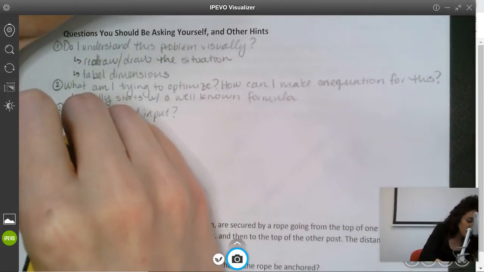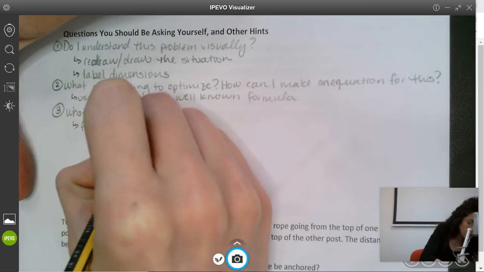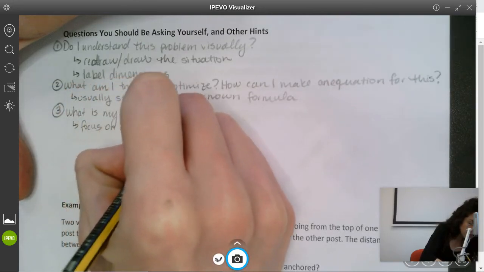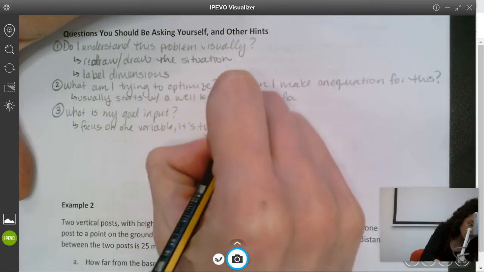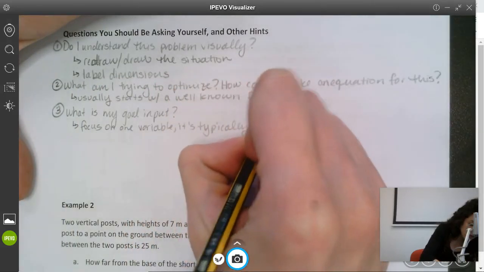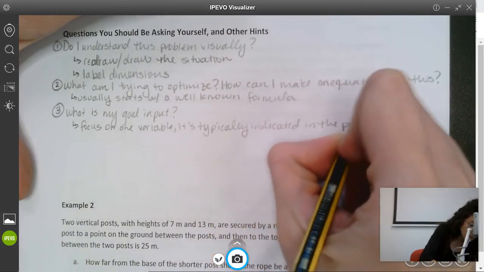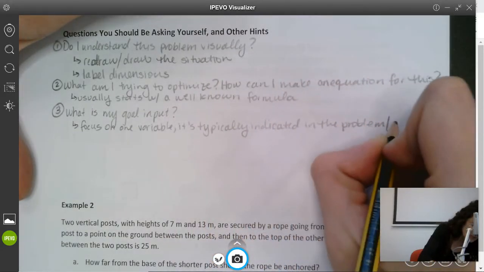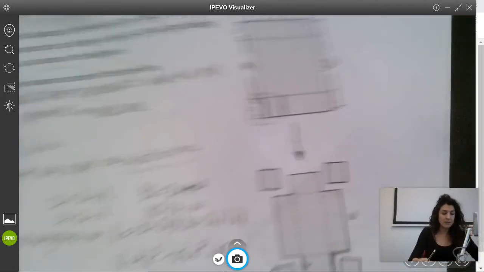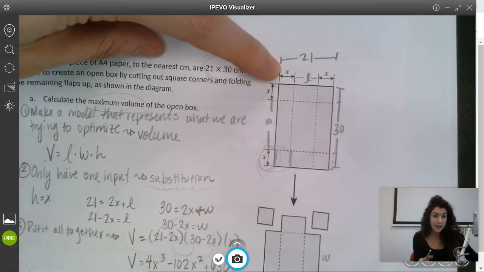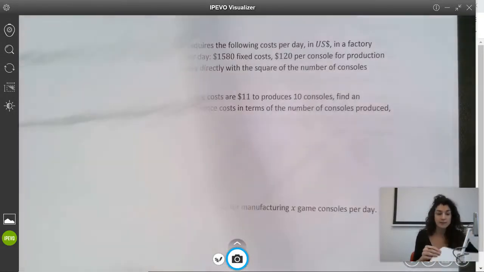So focus on one variable. It's typically indicated in the problem or sometimes in the diagram, right? So notice in that previous problem, it labeled something as X, right? So it's like, hey, this is an unknown, write your dimensions in terms of X.